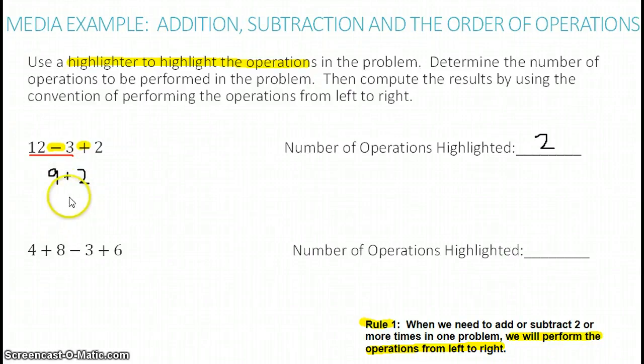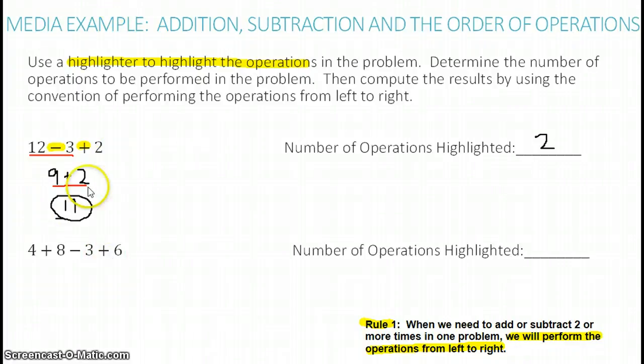Okay. Now we just have one operation left to perform, and we're going to do 9 plus 2. Well, 9 plus 2 is 11, and this is our final result. So why don't we circle our final answer. Let's look at the next one.